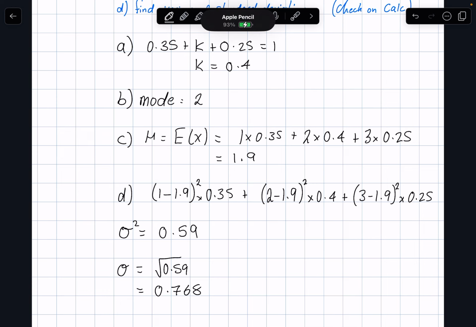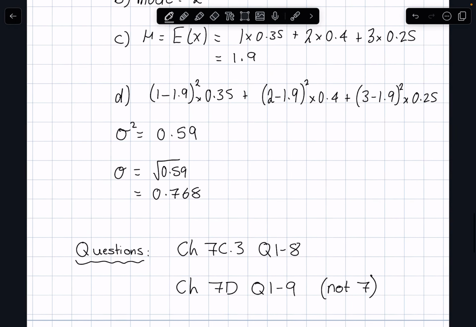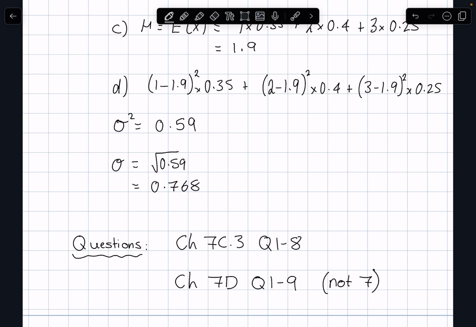Now what I want you to do is go into your calculator and check, and you should get those values matching up. So I want you to have a crack at these questions here today. So 7C.3, 1 through 8, 7D, 1 through 9, but not question 7.